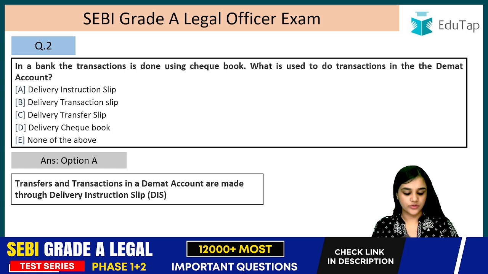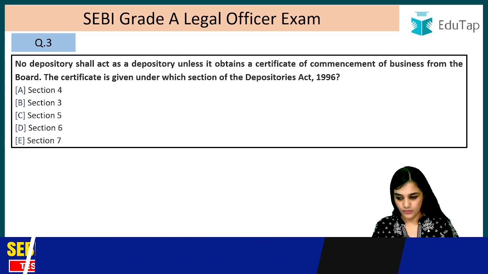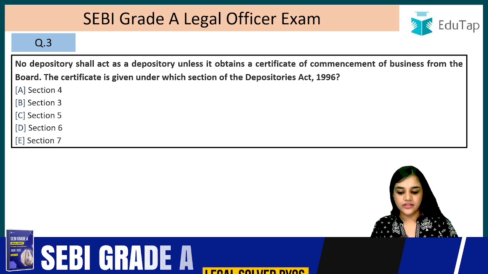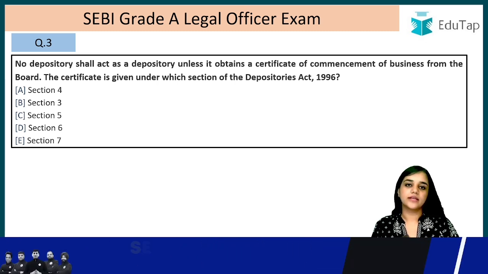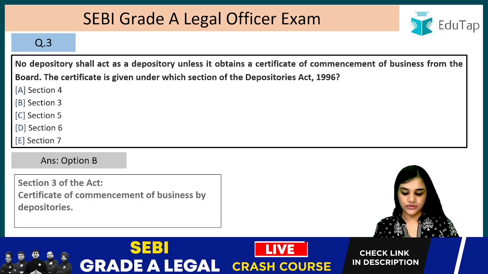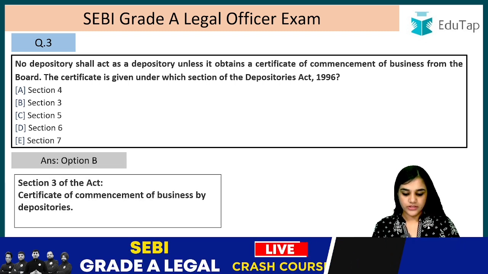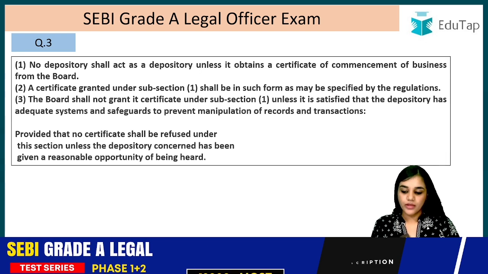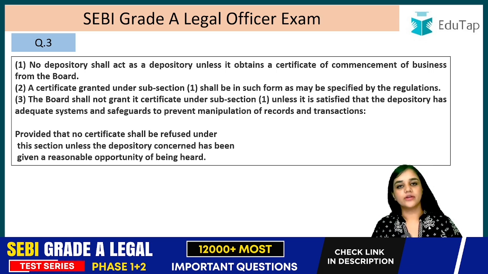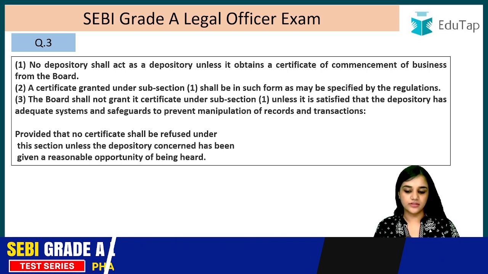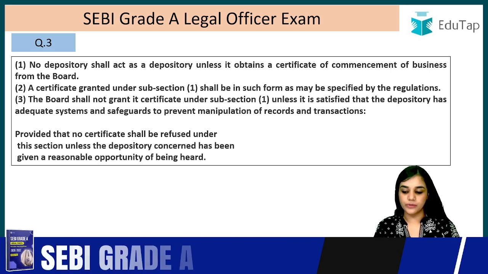Right? Now next question, question number 3. No depository shall act as a depository unless it obtains a certificate of commencement of business from the board. This certificate is given under which section of the Depositories Act 1996? The answer is section 3. Let's read it. Certificate of commencement of business by depositories. No depository shall act as a depository unless it obtains a certificate of commencement of business from the board. The board, the SEBI board. Unless it has this certificate, they cannot act as a depository.